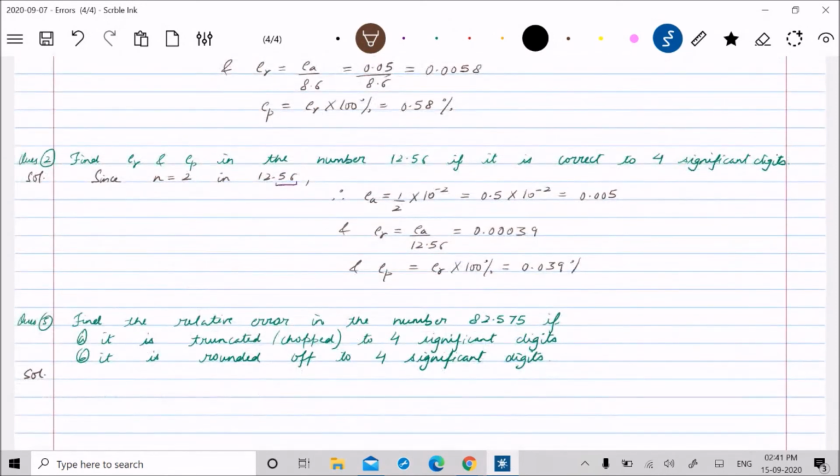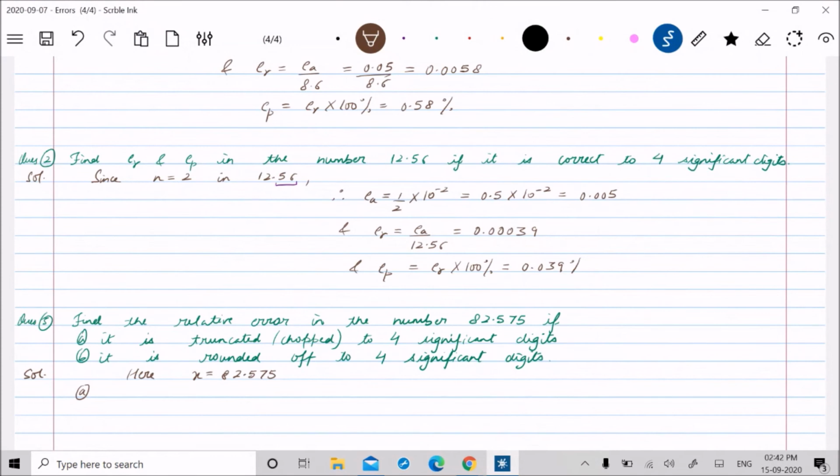The question is asking you to calculate the relative error, but in 2 different scenarios. The first scenario, in this case the actual number is x, 82.575, and for the first part, does anybody know the meaning of truncation? Chopped off. If you chop off a vegetable, I hope you have heard about chopping off a vegetable. Then if you see that they require you in part A, it is truncated to 4 significant digits. You just take a knife, like you use a knife while chopping a vegetable. Just use a knife to chop the last few digits, so that you just have 4 significant digits left in the new number.